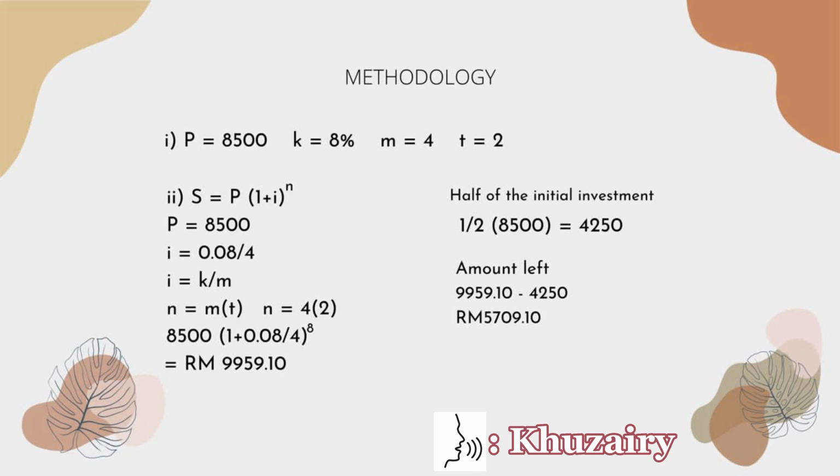Question number 2. Using the formula S equal to P times (1 plus I) to the power of N, P equal to 8,500, I equal to 0.08 over 4, N equal to 4 times 2. So the final answer is RM9,959 and 10 cents. Next, half the initial investment is 1 over 2 times 8,500, equal to 4,250.